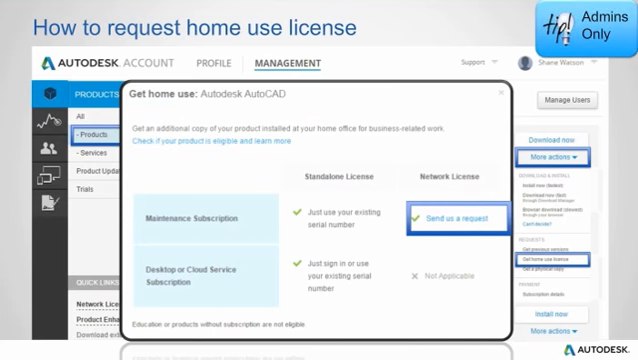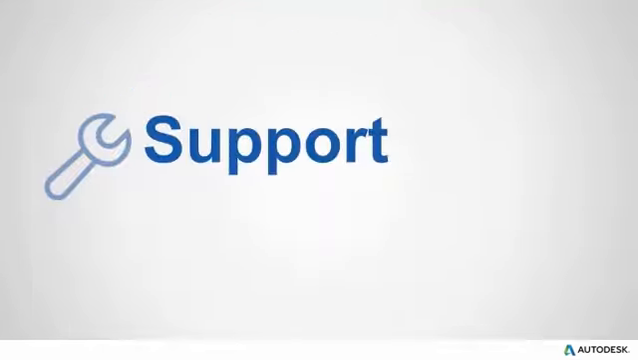Now, you will see that the request for home use license and request for previous versions is a function that only administrators will see, and that's contract managers and software coordinators. The maintenance subscription program includes technical support, which connects users to product support specialists and helps users to reduce downtime and increase productivity. With a subscription, you can also up-level your support to advanced support or enterprise priority support. And of course, you can also get support packages from partners.